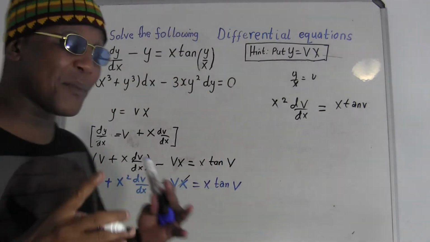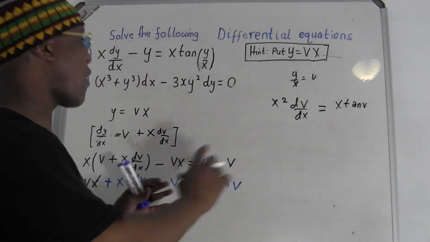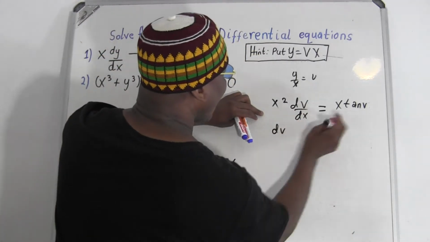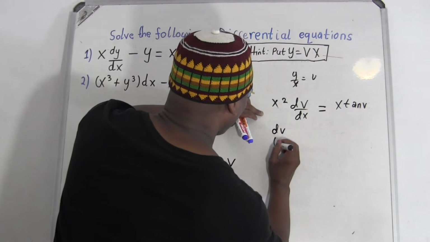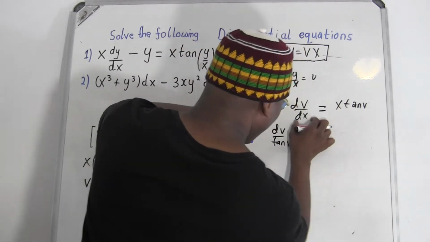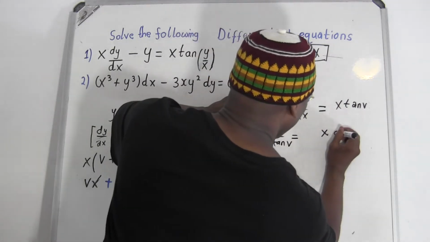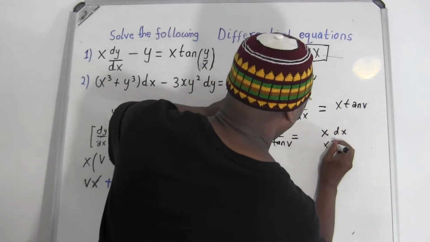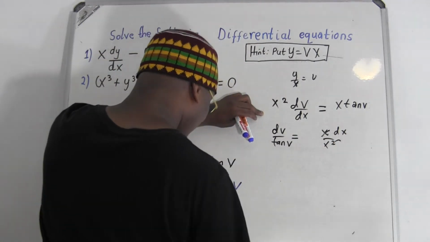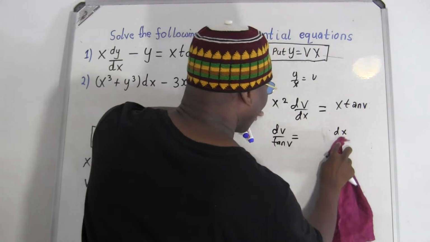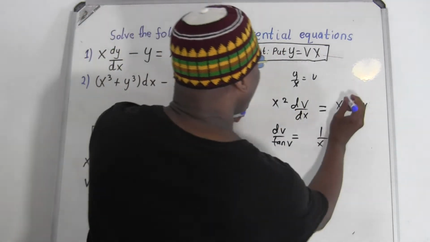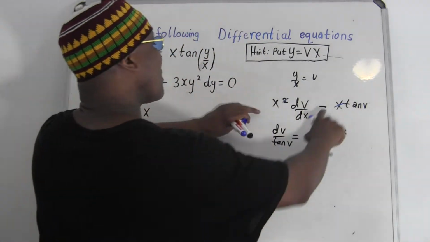So what we're going to do now, we can separate the variables. Similar variables must be on one side. So I'm going to leave dv here and divide by tan of v, so tan v is going to come at the denominator. And then equal, I got my x here. This dx goes over, so it's going to become dx over x squared. One x and one x go, so it's 1 over x.